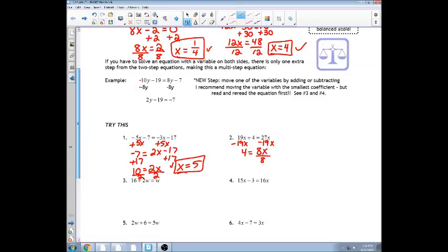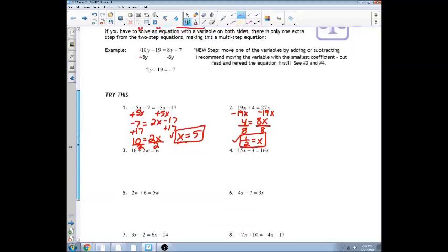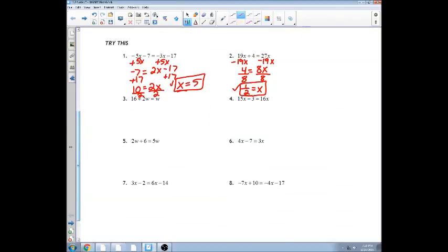Need to divide by 8. Divide by 8. 4 over 8 is 1/2, would equal the x. And again, I've checked all these earlier. They are correct. Look at number 3. I could move two things and have my answer already, or I could move the 2w over to the right, and then I would have to divide by a negative. So either way, it's going to be two steps.